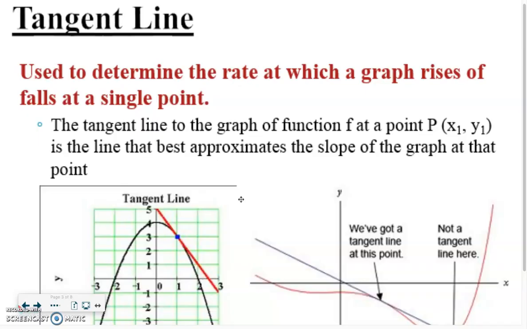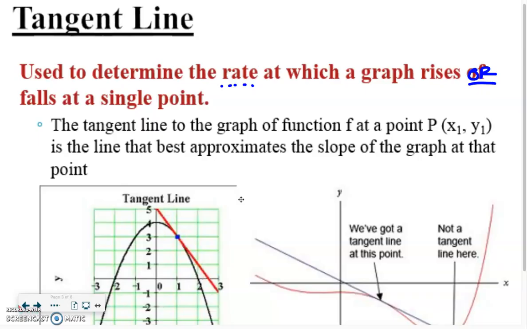It says tangent line is going to be used to determine the rate at which a graph rises or falls. Typo. Rises or falls at a single point. And as soon as you're seeing rises or falls, hopefully you're thinking slope. We're talking rise over run. At what rate are we doing this? We refer to slope as rate of change. So that's exactly what we're doing. We're trying to find the slope of these tangent lines, just like we did yesterday, right?